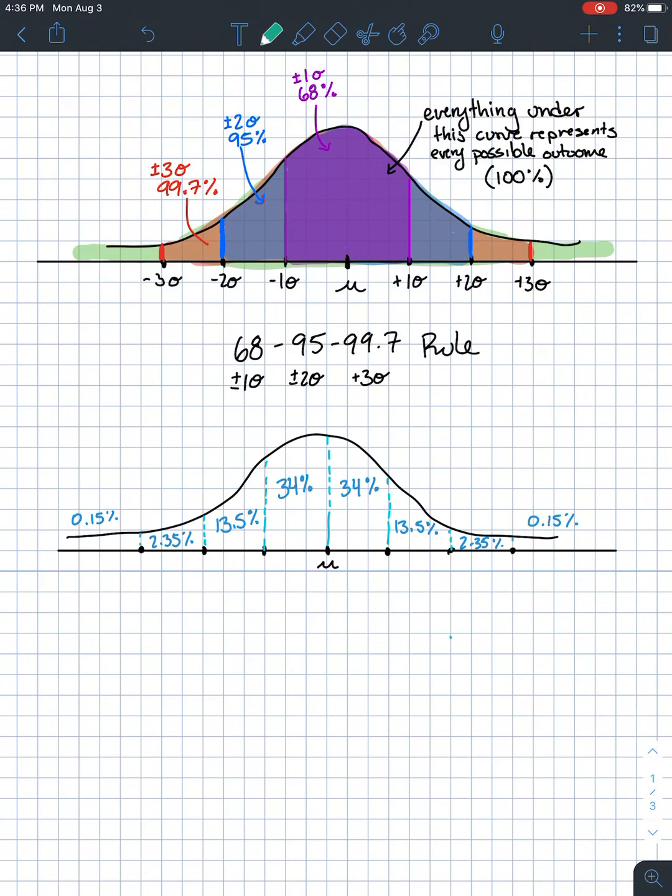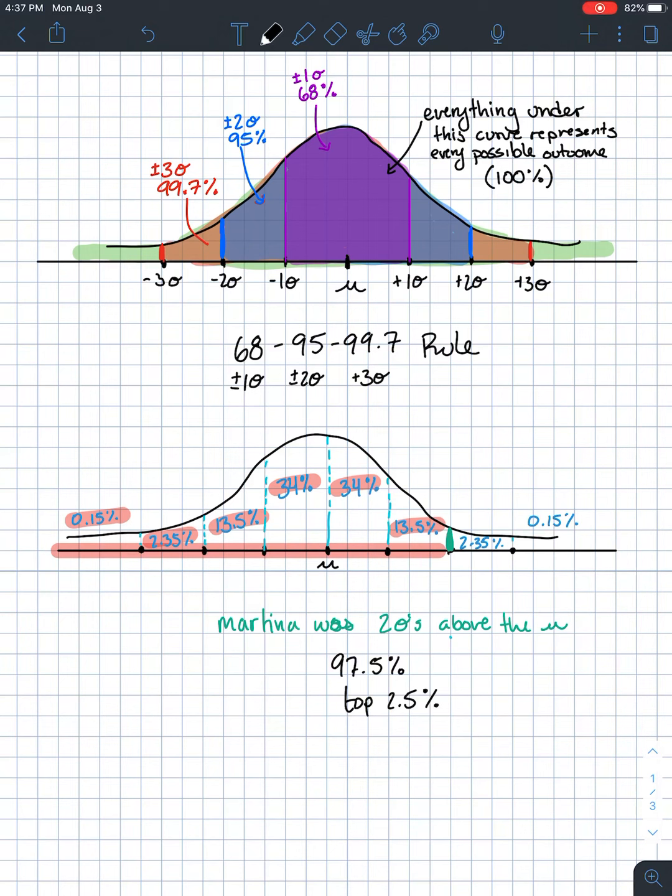So Martina was 2 standard deviations above the mean. So she's going to be right here. So we went 1, 2. So if she's right there, then what percentage of people did she do better than in the class? Well, everybody else that scored below her is from here to here. So if we add up all their scores, or all the percentages, we can figure out what percentile she did. And so if we add all those up on our calculator, we end up coming out with 97.5%. So she did better than 97.5% of all people in the class. She was in the top 2.5%. So she did really, really good.